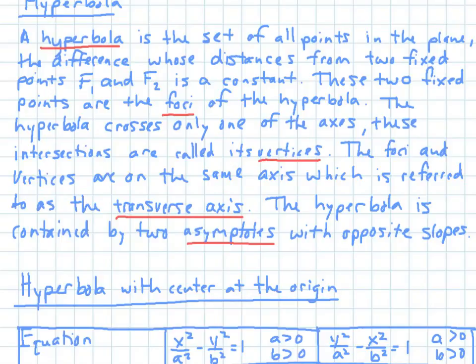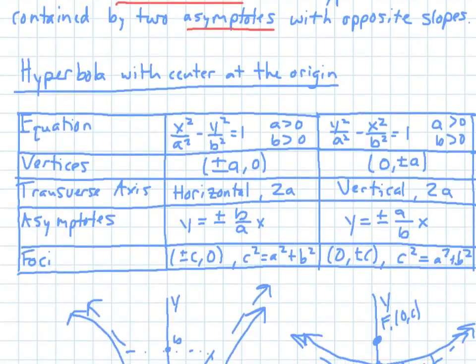The hyperbola is contained by two asymptotes with opposite slopes. Okay, so remember these are going to be centered at the origin. Now our equations will look similar to ellipse, but they are a little bit different. Okay, so take notice that instead of addition between your x squared and y squared, it's minus now. And also notice that instead of the a squared and b squared switching around depending on which axis you're on, like if it's vertical or horizontal, here your x squared and y squared move around.